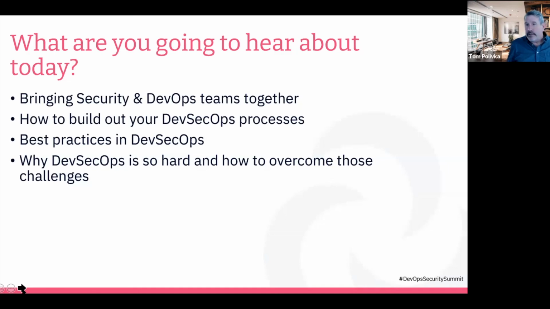Also, how do you build out your DevSecOps processes? There's been a number of things published around that, but I think that we've been doing it long enough to actually have some sense of what the best practices look like, which is sort of the follow-on to building out the processes. And then why DevSecOps is so hard and how to overcome those challenges, and I gave you a little bit of a preview there concerning the human element. These are the kinds of things that we want to discuss.